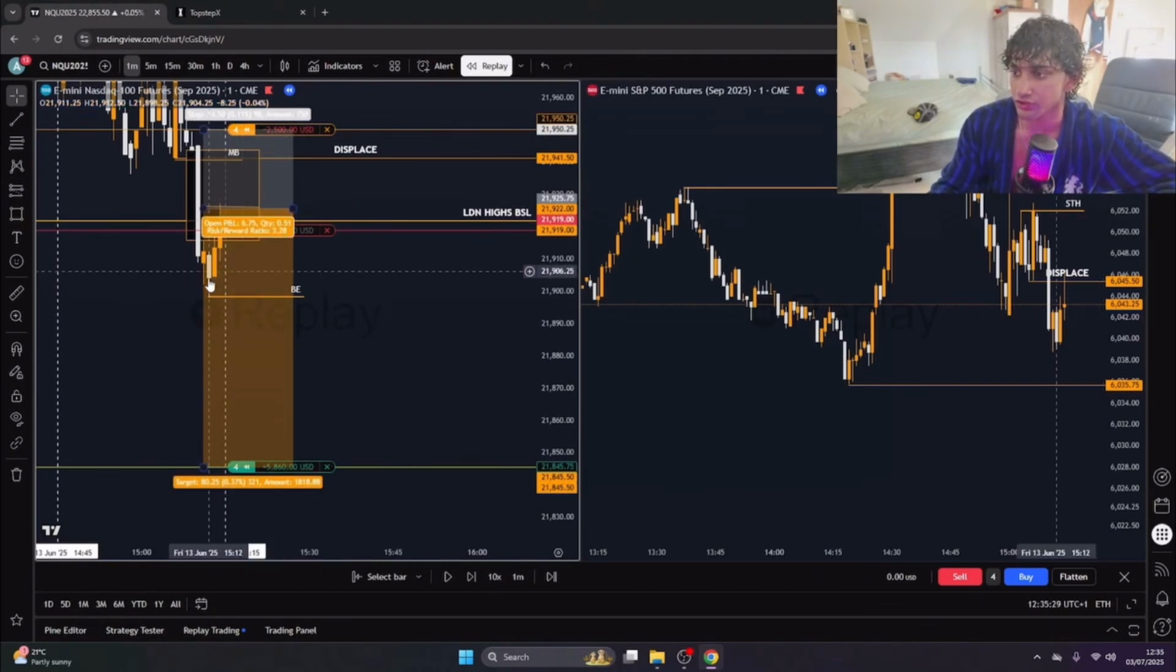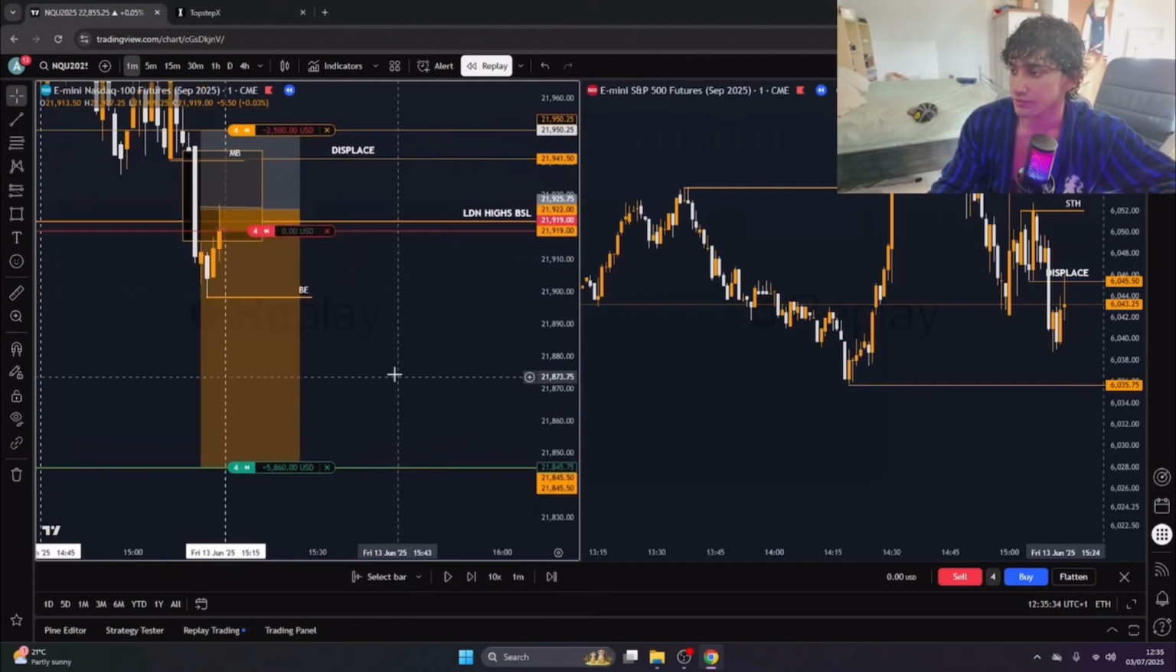So there's two different scenarios in this case. One, we'll go back to break even. Two, we'll flood straight to TP. So let's see what we get.